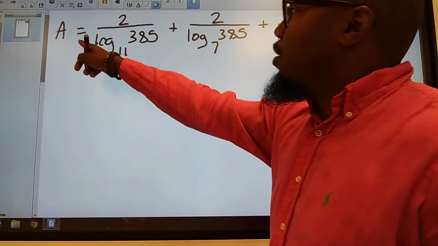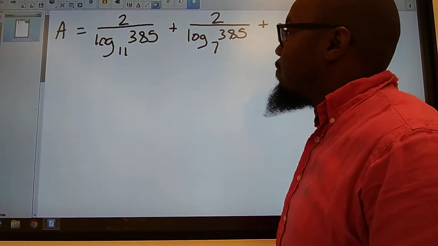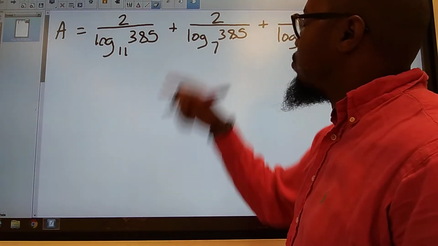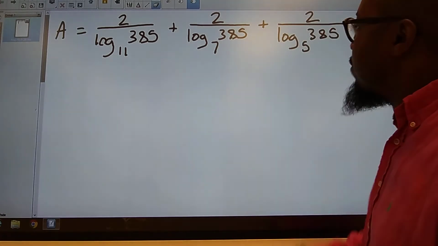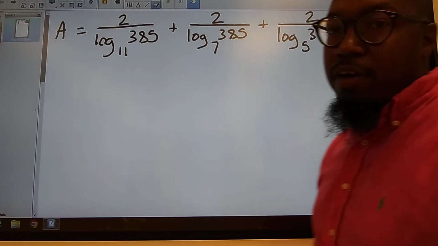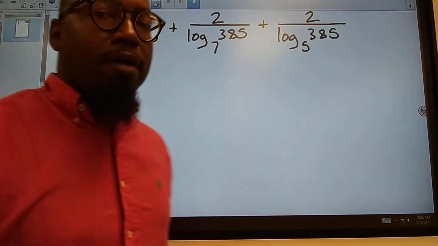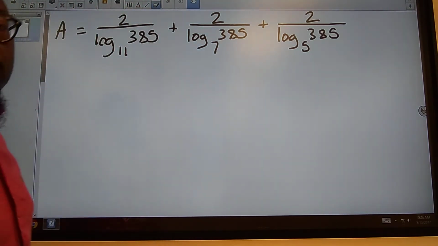It is a equals 2 divided by the quantity of log base 11 of 385, plus 2 divided by the quantity of log base 7 of 385, plus 2 divided by log base 5 of 385. Now, the thing about this equation is that we have to solve for a, okay?